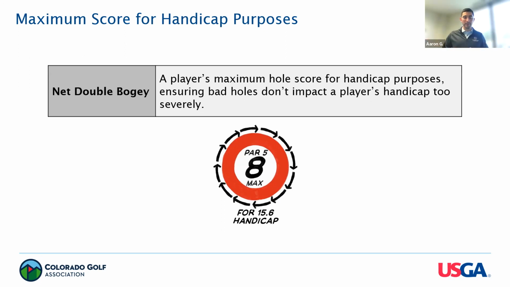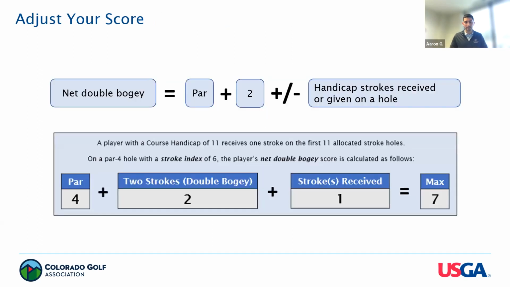People being better informed. Okay, so net double bogey is a player's maximum hole score for handicap purposes. Okay, and what does this do? It ensures that one hole does not mess up a player's handicap index. So if you play par all the way through, and then you have a hole where you score a 12, it just ensures that that one hole doesn't bump your handicap index by X amount of strokes.